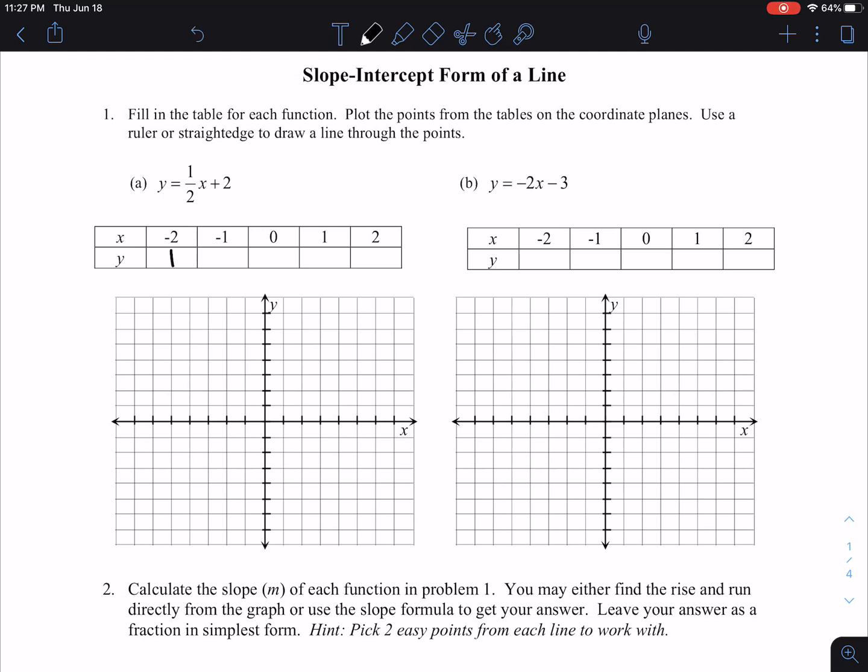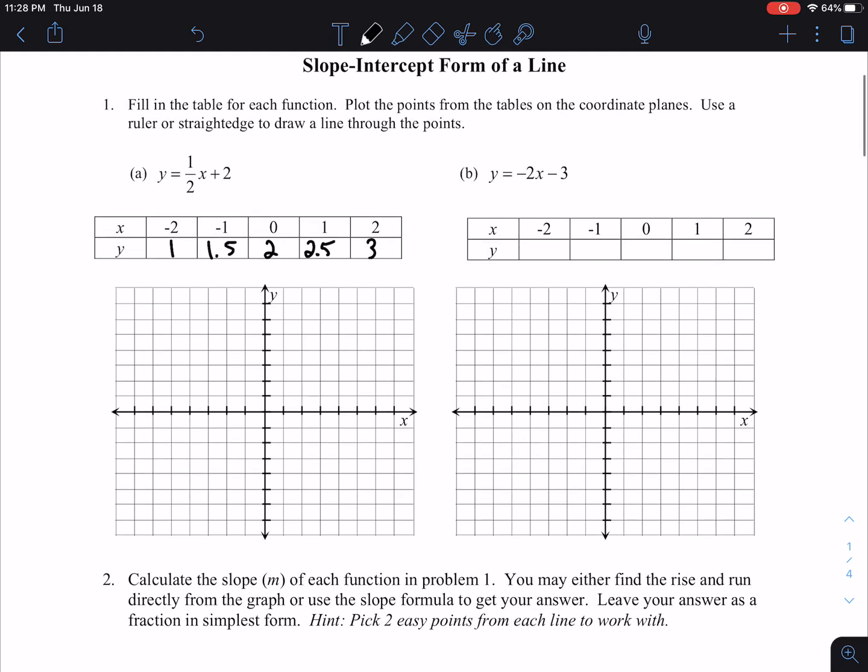1/2 times a negative 1 is a negative 1/2, and then plus 2 is 1.5. Plug in 0. 0 times 1/2 is 0, plus 2 is 2. 1 times 1/2 is 1/2, plus 2 is 2.5. And then 2 times 1/2 is 1, plus 2 is 3. Over here, plug in negative 2.